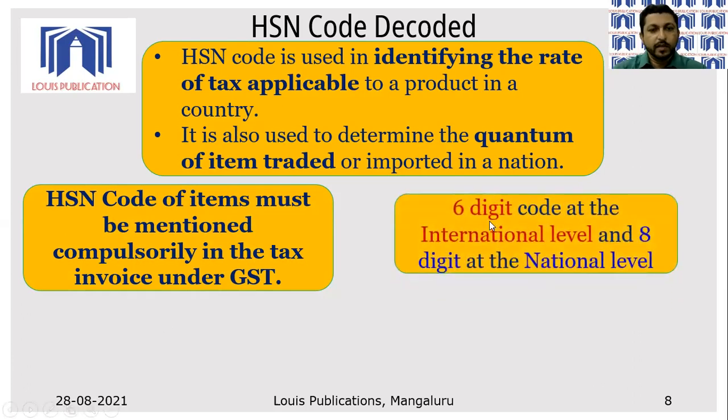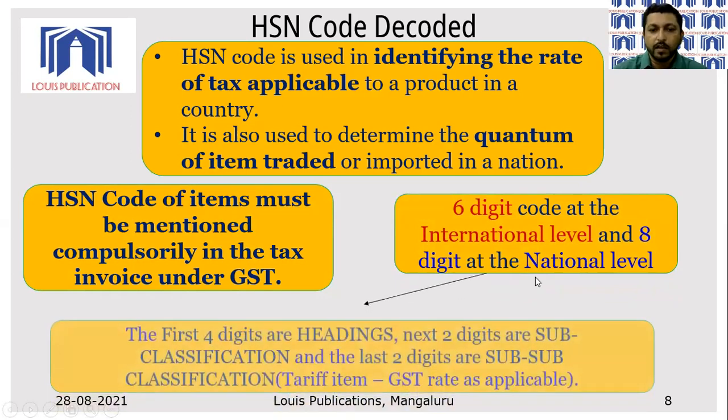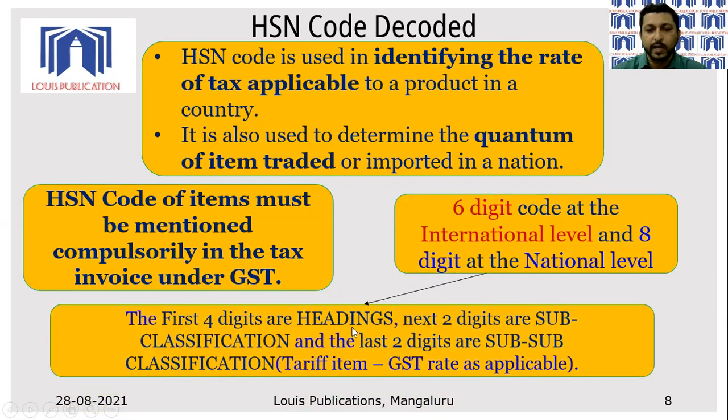So as mentioned earlier, it's a 6-digit code at the international level and 8-digit at the national level. Let's decode this 8-digit code. What does it mean? The first 4 digits are the headings. We are going to look at certain numbers now. The next 2 digits are sub-classification, and the last 2 digits are sub-classification. That is more so tariff item and GST rate as applicable. So at the international level, it is only the heading and the sub-classification. But to identify the rate of GST, the 7th and the 8th digits have been added, and these are sub-classification, and that clearly tells under which schedule that particular good falls and what is the rate of GST applicable.